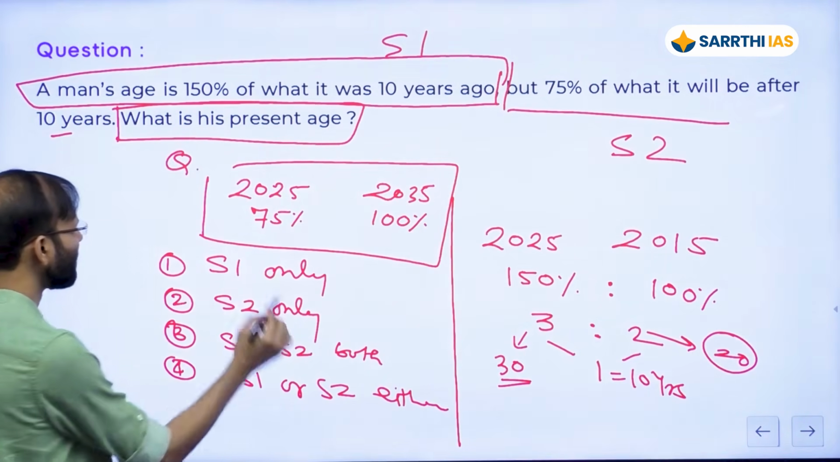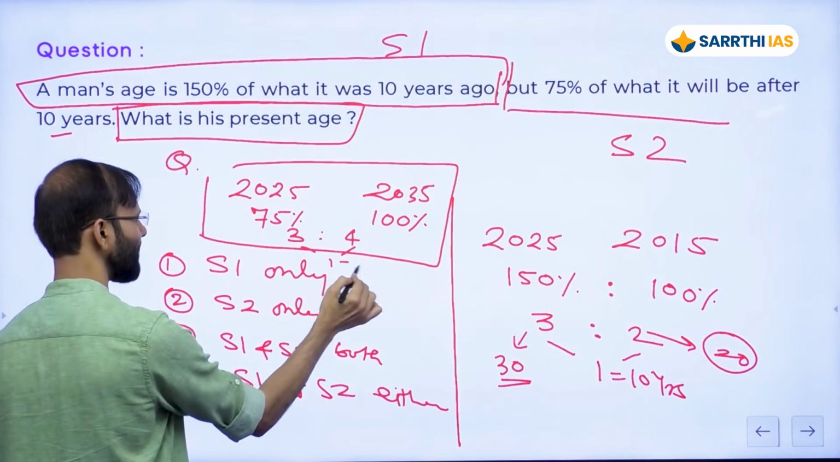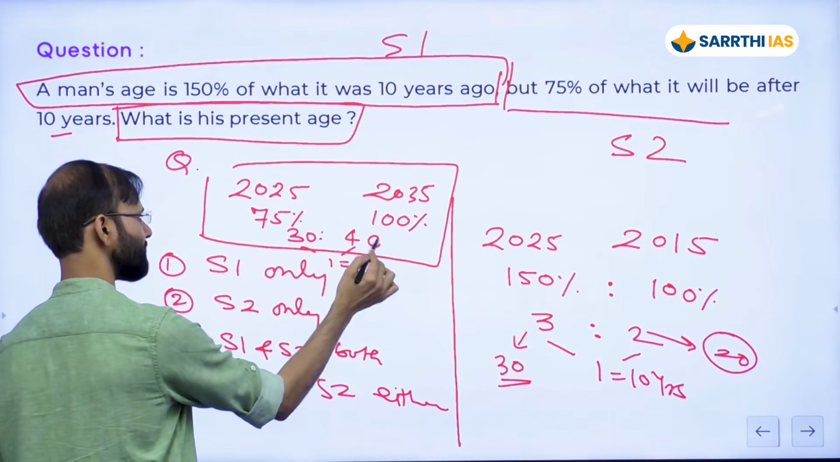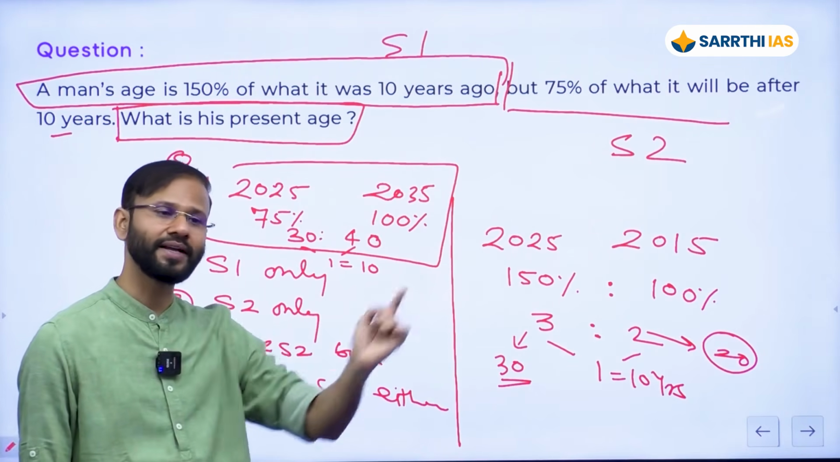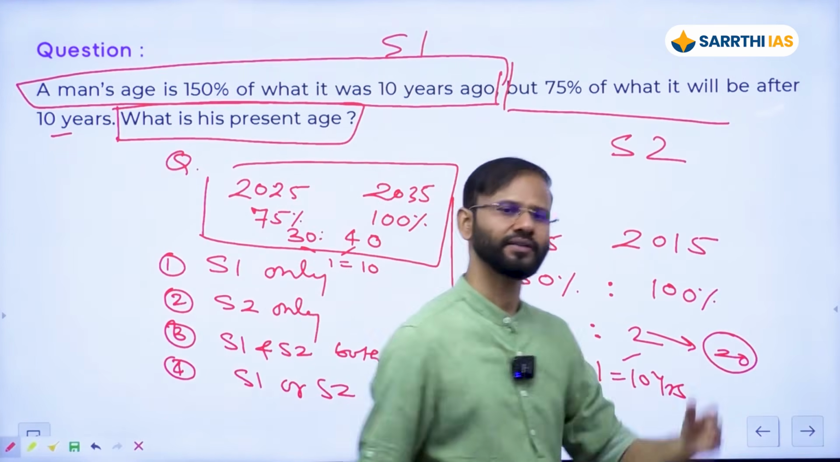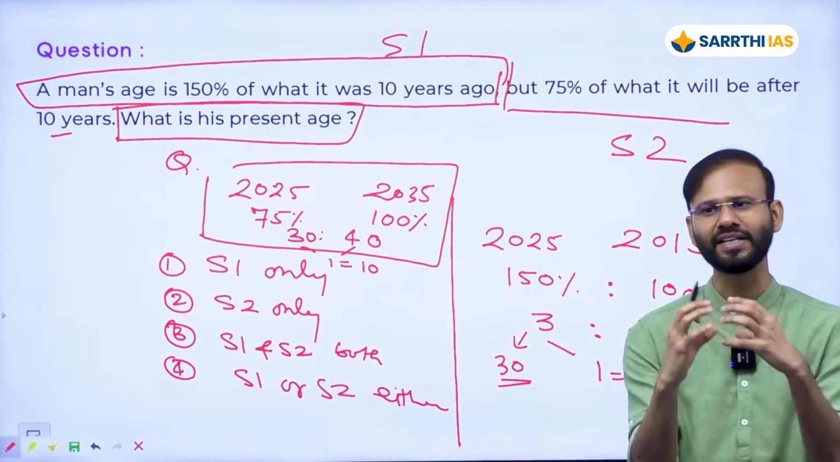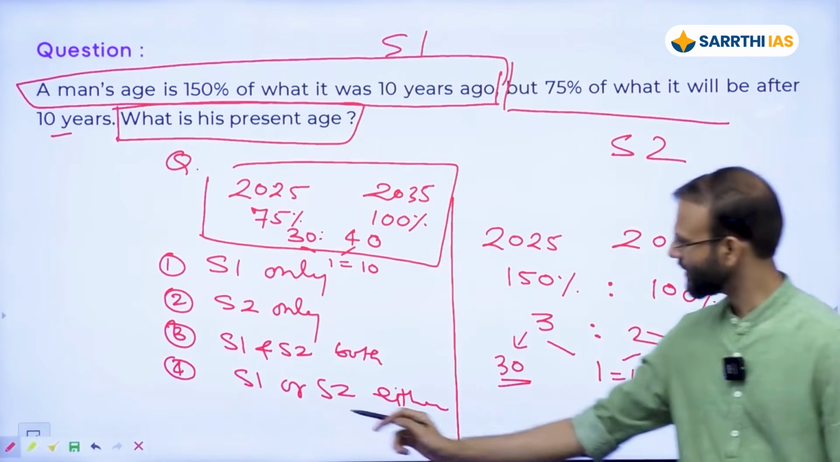Right? So here the ratio is 3:4. The difference is 1. 1 is equal to 10. This is 30. This is 40. So today it is 30. After 10 years it will be 40. And 10 years back it was 20. So 20, 30, 40. Right? Both the statements are in sync. Guys, clear? Right? This is the answer.